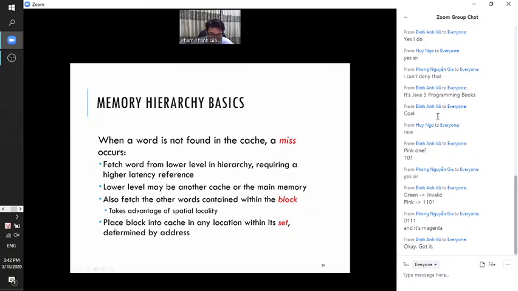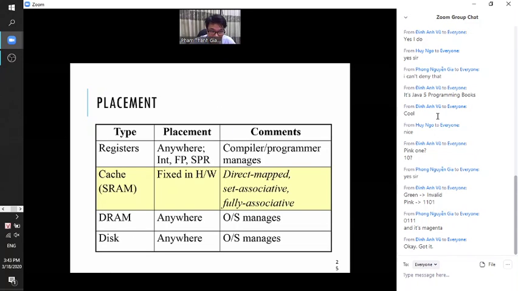And place the block into the cache in any location within its set determined by the address. Before, we learned the rule of exactly how to place positions of main memory into the cache memory. But now, in that sentence, they said any location. Why any location? We will study later. We focus on the cache placement.